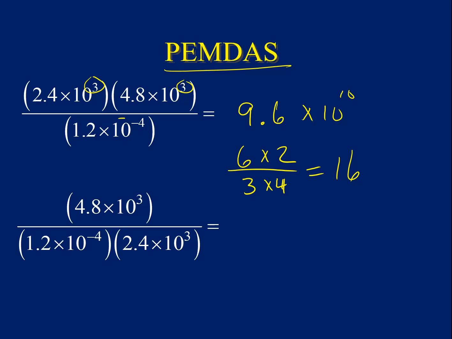Because 6 times 2 is 12, right? And 3 times 4 is 12. So 12 over 12, the answer's got to be 1. Everybody agreed the answer has got to be 1 to this problem. How come I got 16?